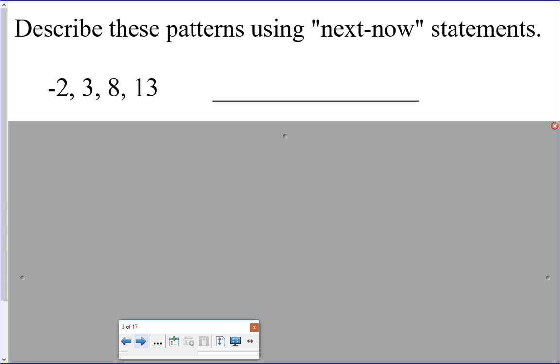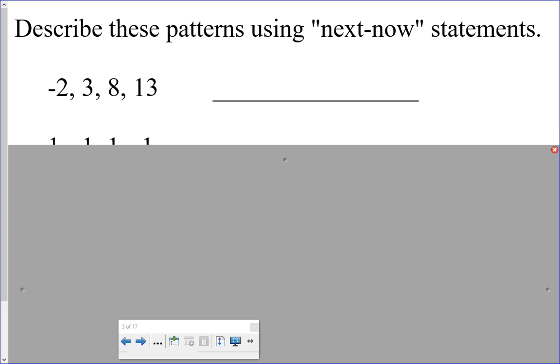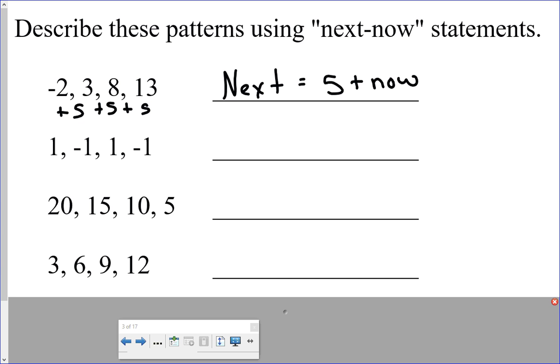So here's a pattern here that let's recognize what they're doing. They're adding a 5 to get to the next number. So in other words, the next number is going to be equal to 5 plus the now. So what that means is to get to the next number, I add 5 to the current number. And so let's see some of these as we look at more examples.